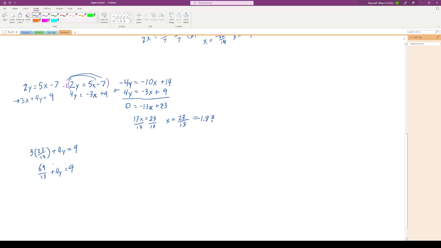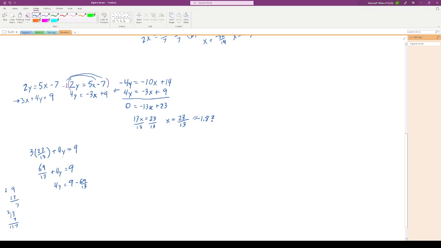Then we're going to subtract this fraction from both sides. 4y equals 9 minus 69 over 13. We need to multiply this 9 by 13 over 13 so that we can combine it with this one. So 9 times 13, I should stack it the other way, it's easier for me to think of. 13 times 9, 27, and then 11, so 117, that sounds right.